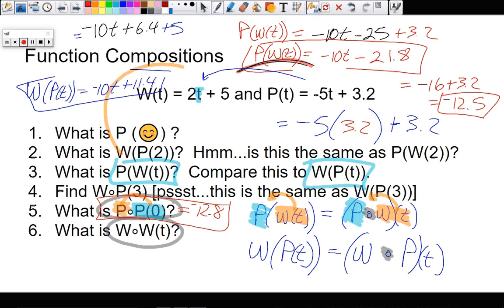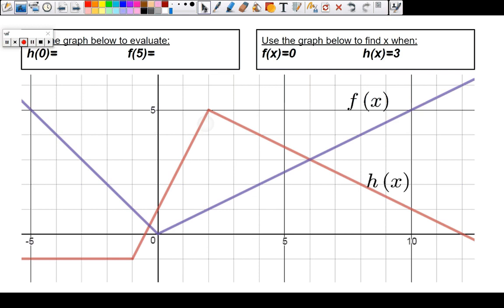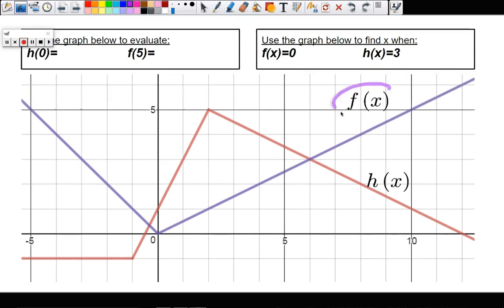Okay, so now let's look at these graphs. Okay, so this is a big part of what all this is even talking about. Notice that f of x is in purple and h of x is in red. Now, I want to find h of 0.